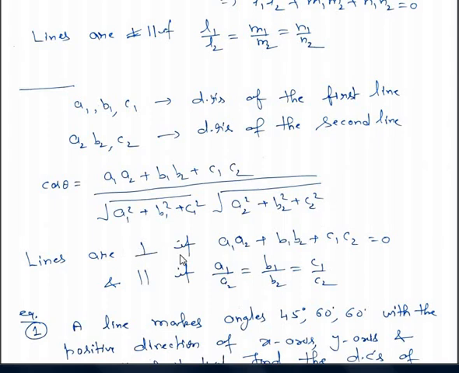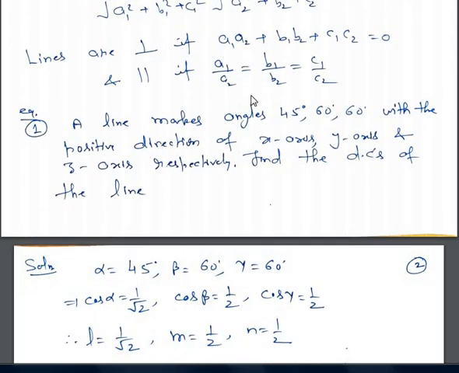Now lines are perpendicular if again theta is 90, that means cos theta is 0. That means numerator A1 A2 plus B1 B2 plus C1 C2 is 0. And lines are parallel if A1 upon A2 is equal to B1 upon B2 is equal to C1 upon C2. That is when direction ratios are proportional to each other. Let's take few simple examples.